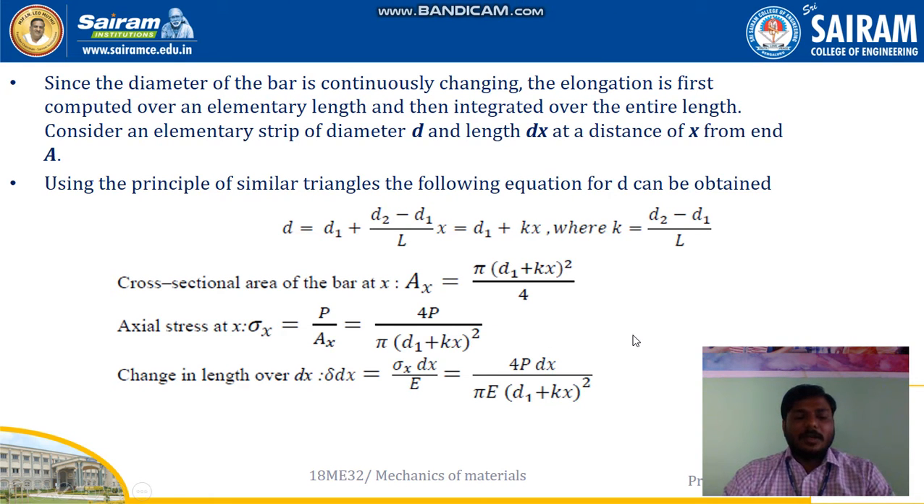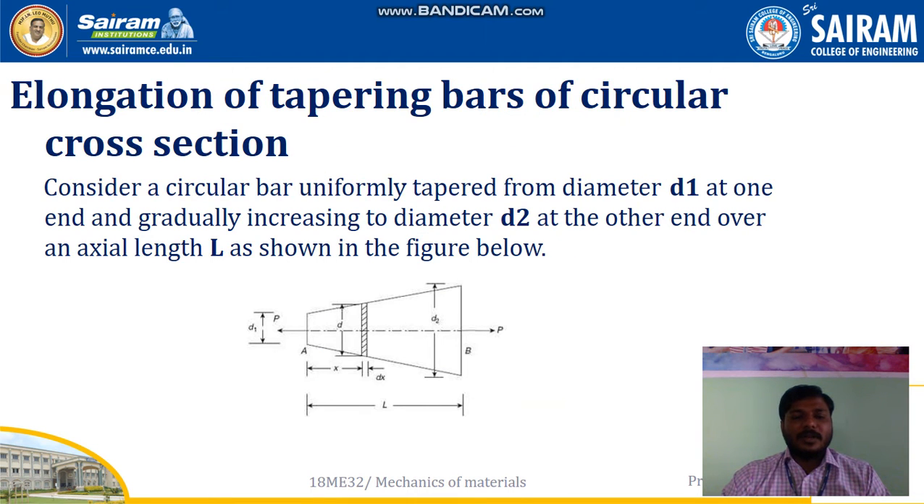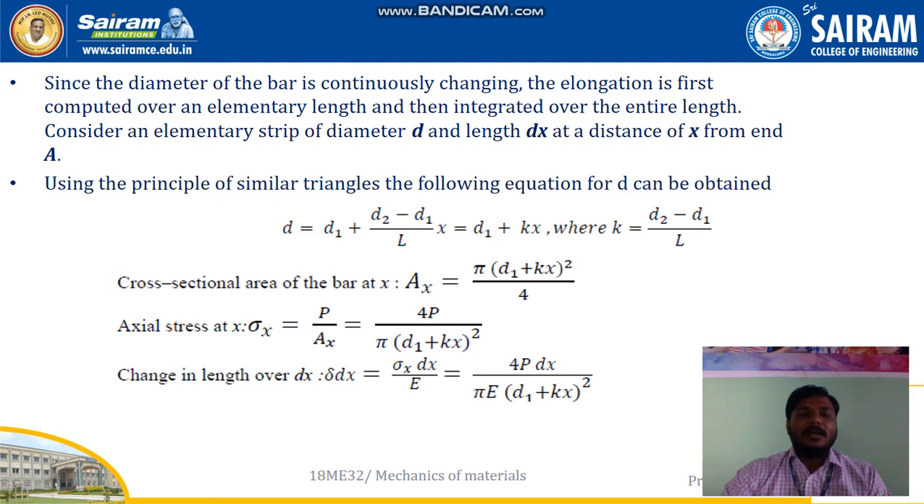Continuation of that. Welcome back. So we'll continue the taper bar for a circular cross section. As we know, D1 is the smaller diameter and D2 is the larger diameter, where D is the diameter of that particular end, and L is the length of the bar.